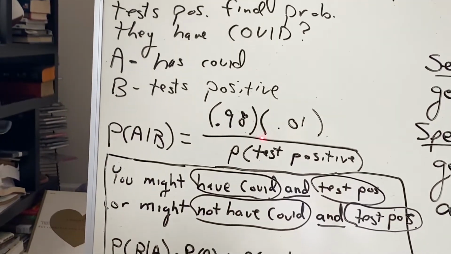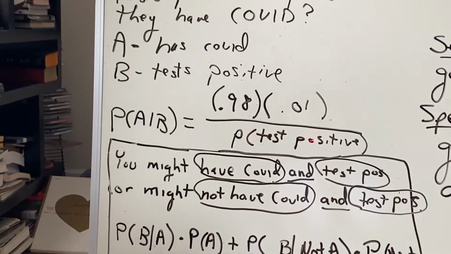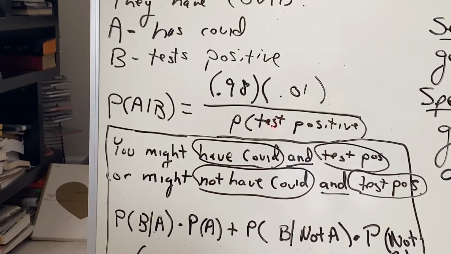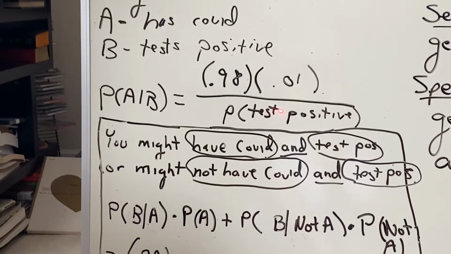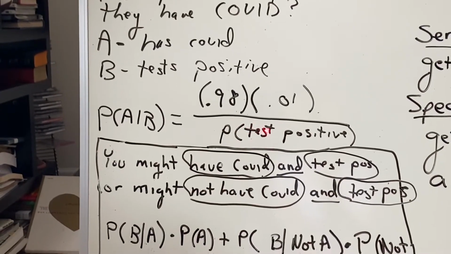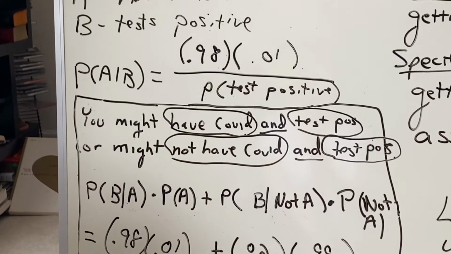The denominator, that's the probability of B, that's the probability of testing positive. This is not so easy, and in fact, it's not given to us directly, so we're going to have to find it indirectly, or another way of phrasing that, we're going to have to break it into pieces, so to speak. And here's how we do that.